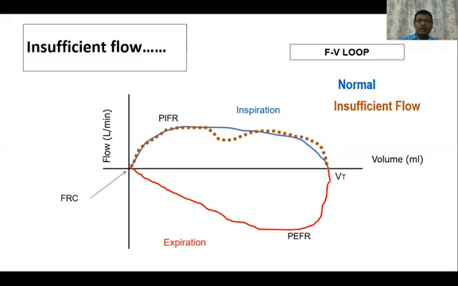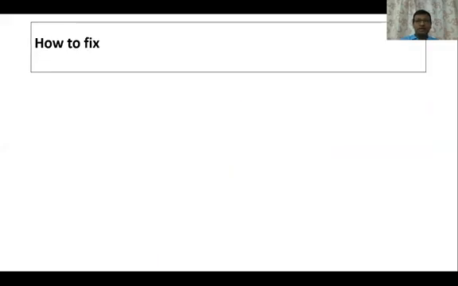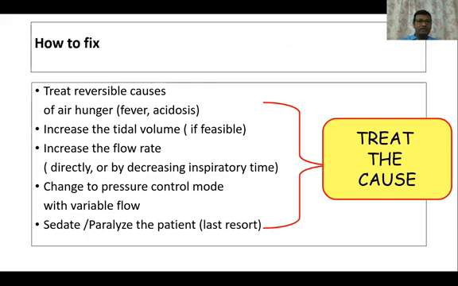So, how can you fix it? You need to treat the underlying causes. You can treat the fever. You can increase the tidal volume if possible. You can increase the flow rate if possible. You can change to pressure control mode from a volume mode if possible, and you can sedate the patient.